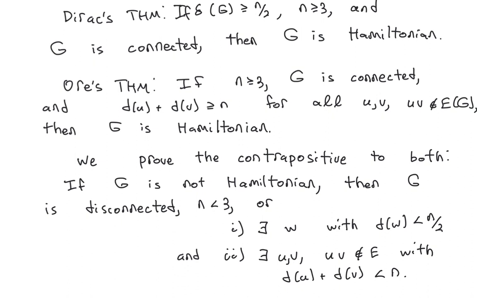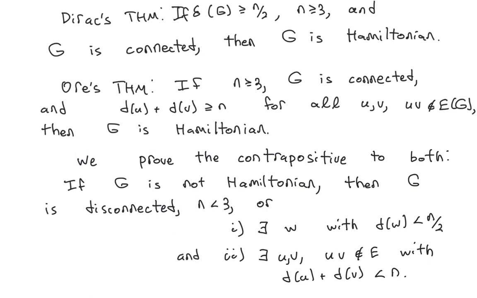The other statement is called Ore's theorem. Again, n has to be at least 3, and G has to be connected. The new statement is that for every pair of vertices that are not adjacent, so they don't have an edge between them, if the sum of their degrees is at least n, then G has to be a Hamiltonian graph. The condition that the graph has to be connected in both cases makes sense. The fact that we require there to be at least 3 vertices has to do with the fact that the only connected graph on 2 vertices is an edge, and clearly you can't make a cycle with only one edge.